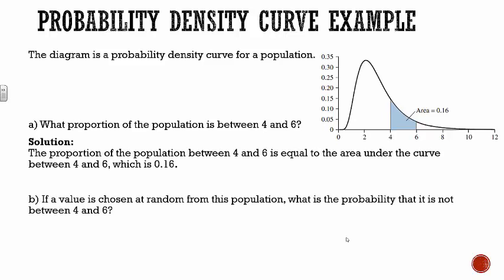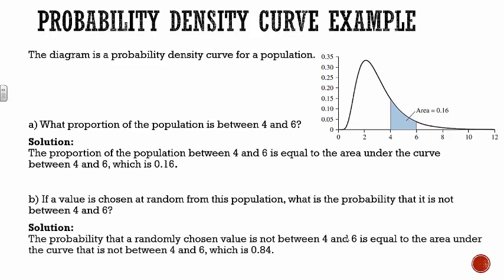If we want to know the probability that part of the population is not between 4 and 6, I would simply do 1 minus 0.16. Again, since the whole curve equals 1, the entire probability equals 1, I can do 1 minus 0.16 to get the proportion that is not between 4 and 6. So if I do 1 minus 0.16, I get 0.84.